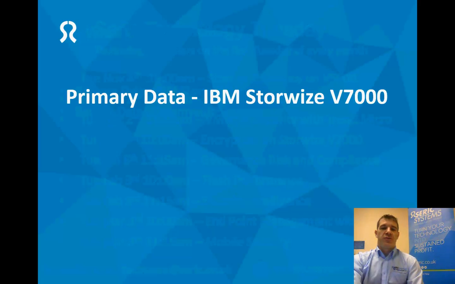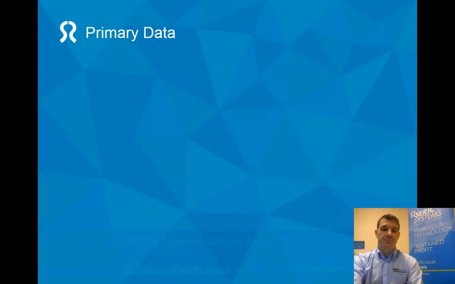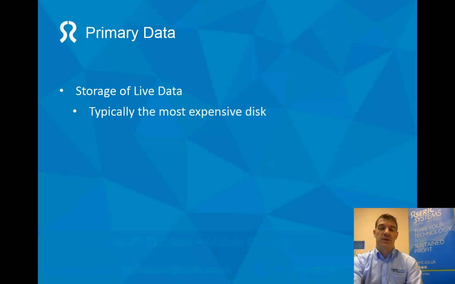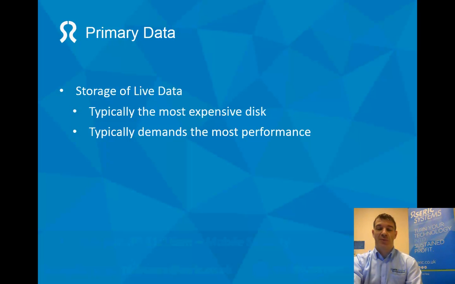So what is my definition of primary data? Because everybody's got it slightly different. Well, for me, it's the storage of your live data. It's typically the most expensive storage that you've got, and typically you demand the most performance of it. So you can kind of see why we would want to compress it, because we'd get more bang for a buck or punch for a pound. It's the most expensive thing, it's the most performant, so we want to get more on it.